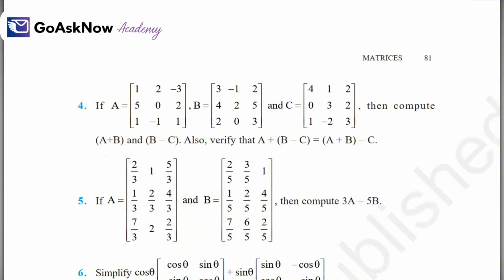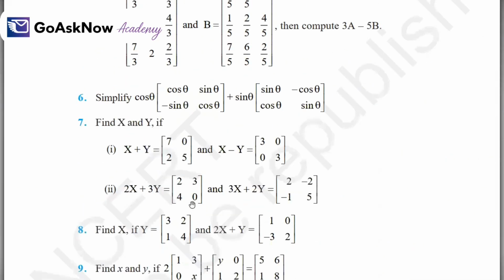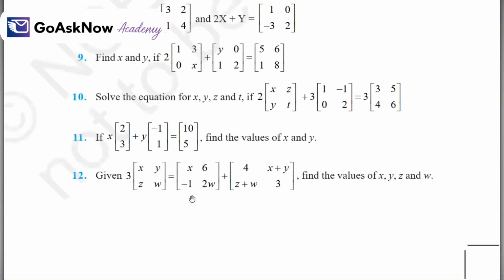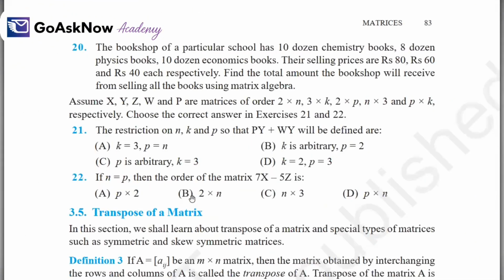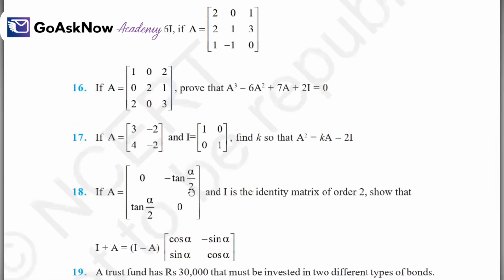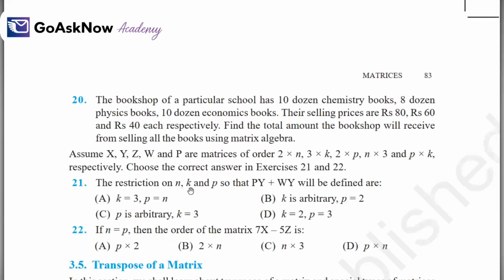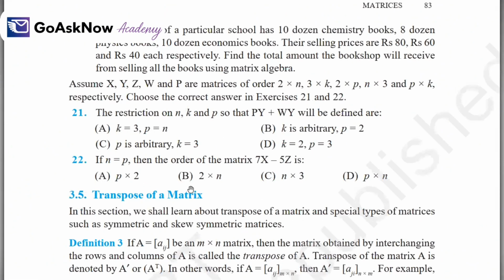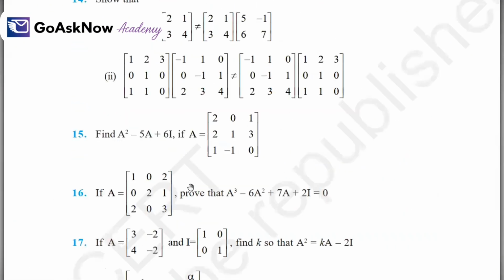Now the fifth question is: if A is equal to this, 2 by 3, 1 by 3, 5 by 3, 1 by 3, 2 by 3, 4 by 3. Okay. And these are the elements of this. So you have to find out what. This exercise has 22 questions, so we will do some calculation in a faster way, or we will leave some questions which are easier and move forward in a faster way. Okay.